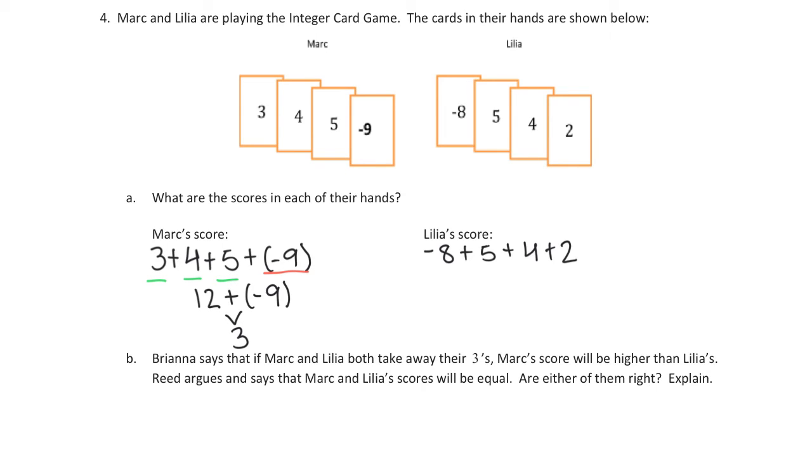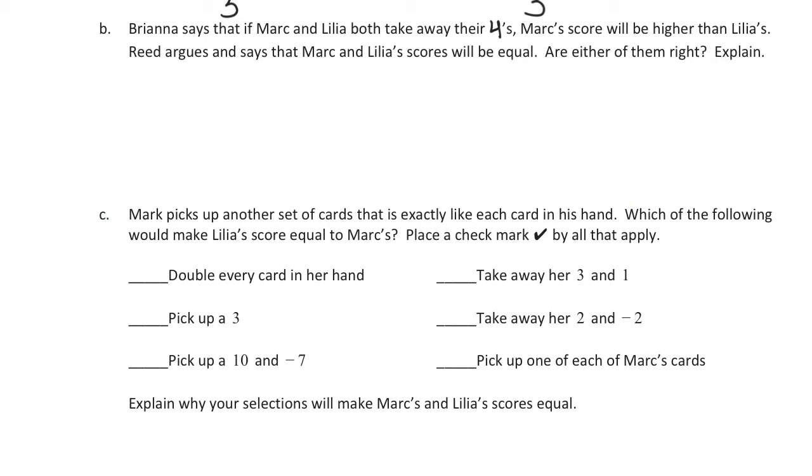Now let's figure out Lilia's hand. She only has one negative value, and 5, 4, and 2 are positive values. So we have negative 8 plus 5 plus 4, which is 9, plus 2 is 11. Negative 8 plus 11 is going to give us a positive 3. So we know now that Mark and Lilia are tied with the same score. Let's move on to B.